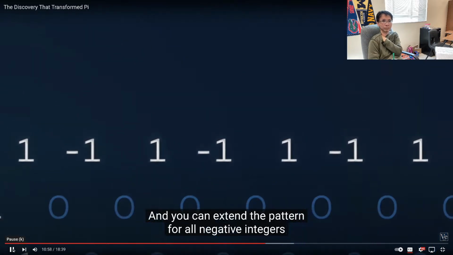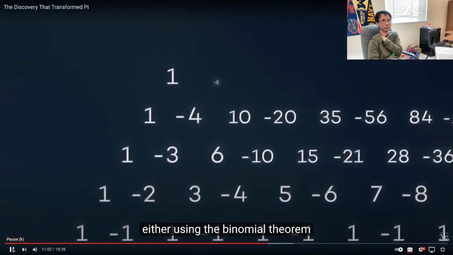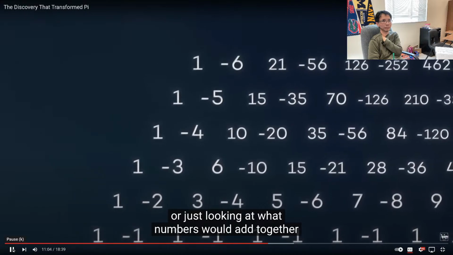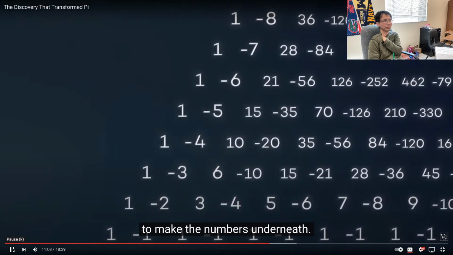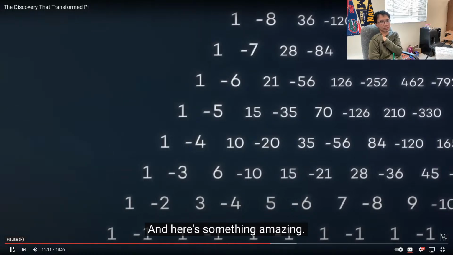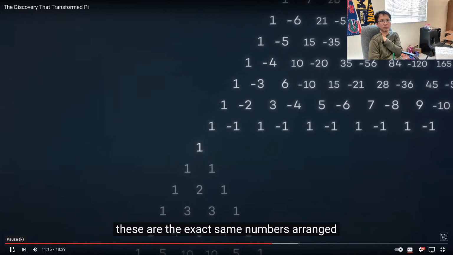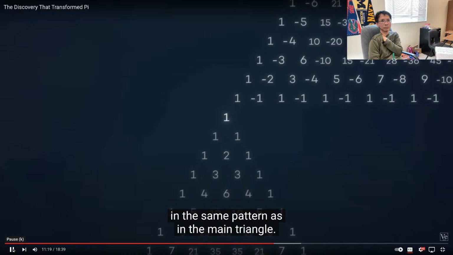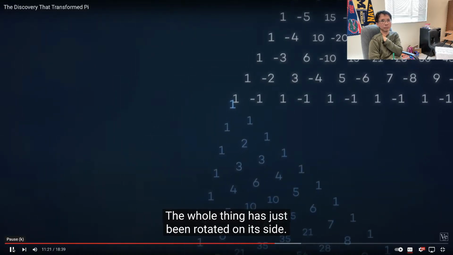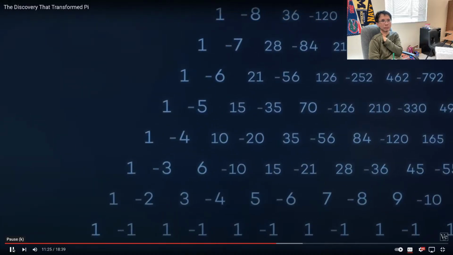And you can extend the pattern for all negative numbers, either using the binomial theorem or just looking at what numbers would add together to make the numbers underneath. And here's something amazing. If you ignore the negative signs for a minute, these are the exact same numbers arranged in the same pattern as in the main triangle. The whole thing has just been rotated on its side.